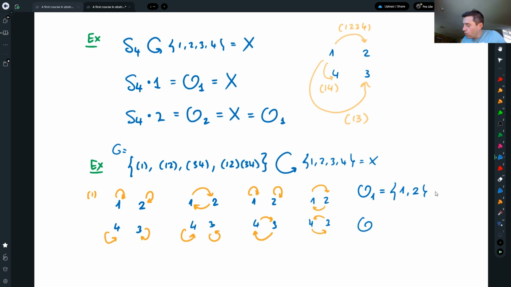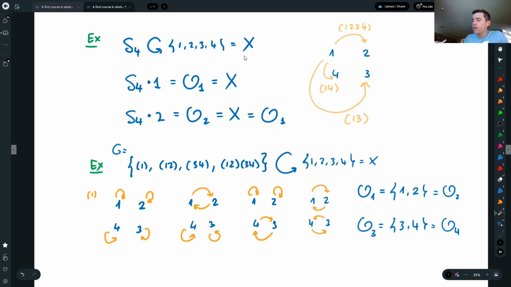Similarly, the orbit of 2 is the same as the orbit of 1. The orbit of 3, I can get to 4, but I can't get to 1 or 2, and similarly for the orbit of 4. So those are, first of all, these are the orbits, and we say then that 1 and 2 are G equivalent, and 3 and 4 are G equivalent, while in here, every element was G equivalent to each other. Great. Let's do one more example.